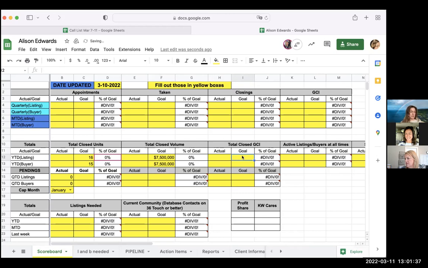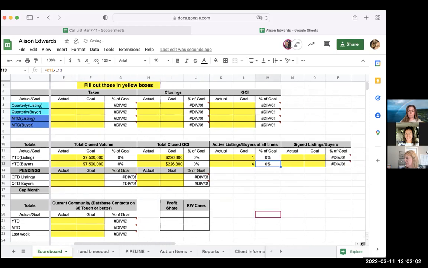And we know that that GCI is going to put you at about 450 to 600, which is 226,300 each side. And we know at all times you need 1 listing and 4 buyers. And 16 listings taken and 16 buyers taken.